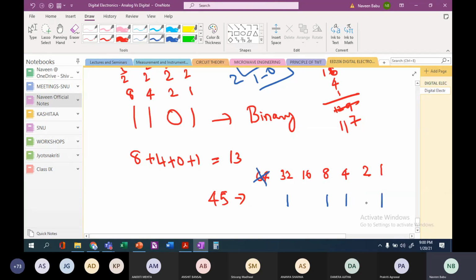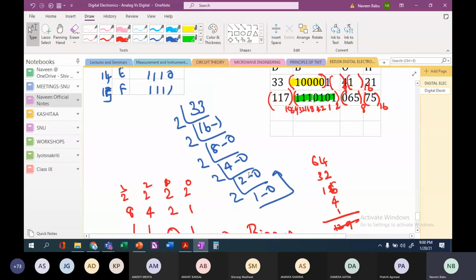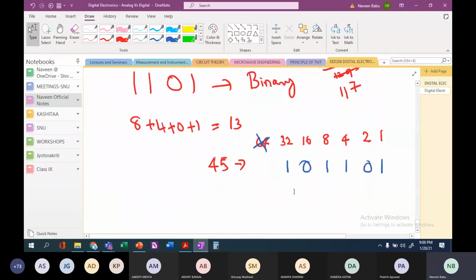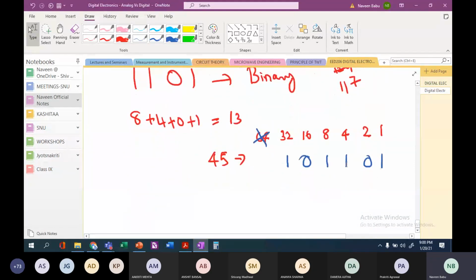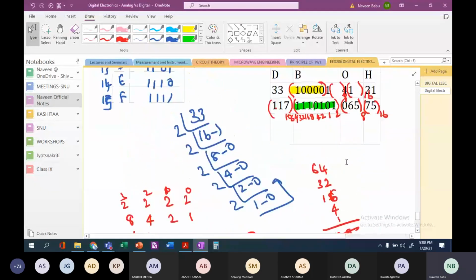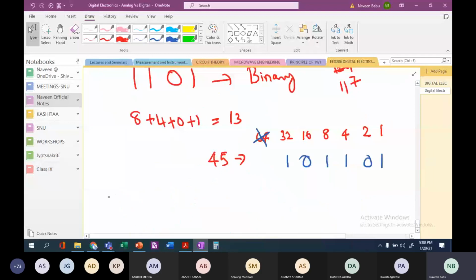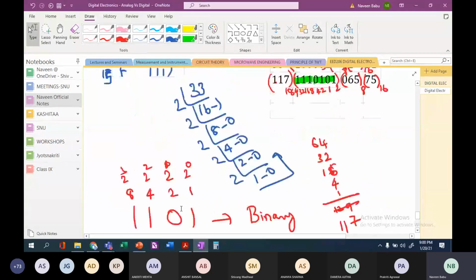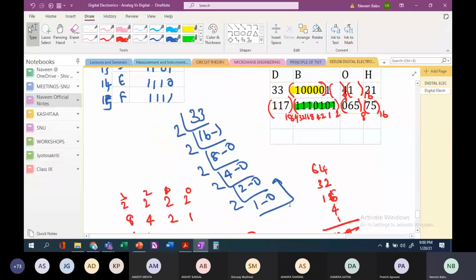44 plus 1 will get me 45 and rest all 0. Okay, so this is how I easily convert. Instead of doing this particular division, I will follow the simplest method. Why this is easier is because if I give you this particular number, say 248, you have to keep on dividing by 2 again and again and again like this.